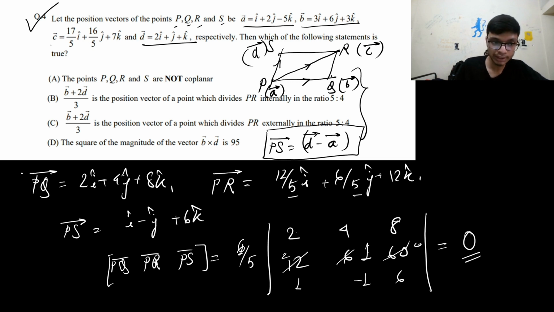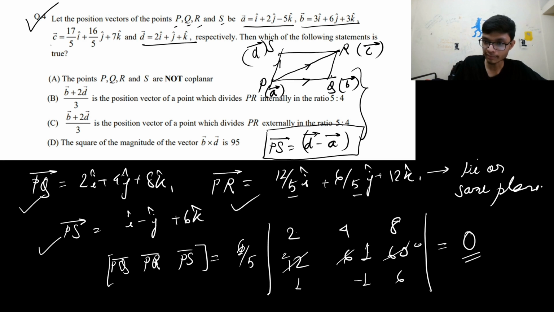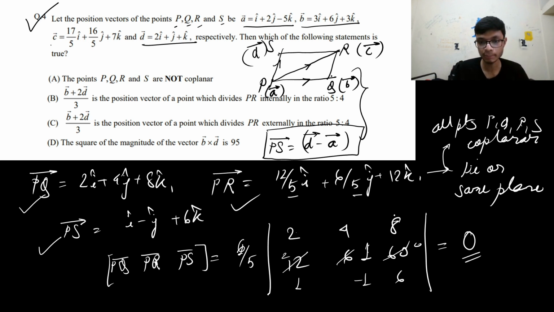That means all three vectors lie in the same plane. These vectors lie on the same plane. That means all these points are coplanar. So all points, that is P, Q, R and S, are coplanar points, because all three vectors are coplanar, STP is equal to 0. The option says that the points P, Q, R are not coplanar, so this is basically a false option.